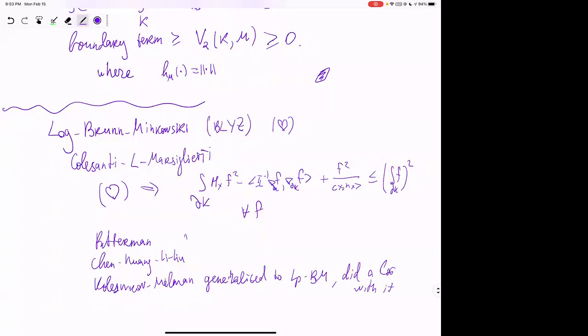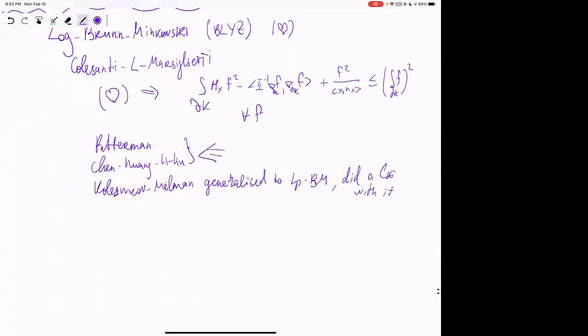But these guys, they showed the reverse implication. They showed that this inequality for any function implies Log-Brunn-Minkowski, and Eli Putterman, in particular, noticed a pretty cool thing, that actually this guy, let me call it double star.